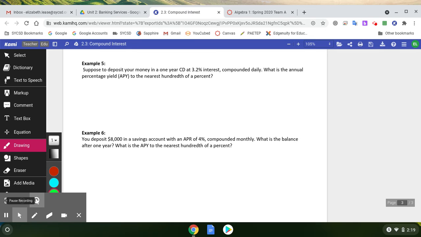In example 5, we are asked to determine the annual percentage yield based on a 3.2% annual interest rate. So to find the APY, the principal amount actually does not matter at all. What matters is the compound frequency. So we're going to take a portion of the compound interest formula to determine this.